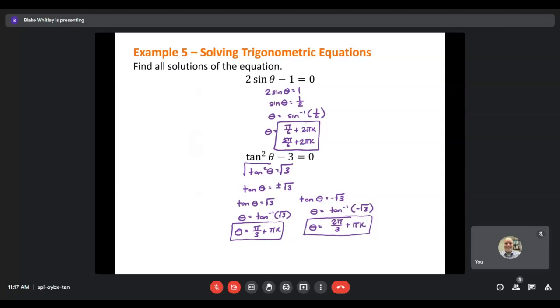And again, if you had chosen to use the angle 5 pi over 3 in the fourth quadrant for that second piece, that's perfectly fine. You just need to make sure you're choosing either the angle from the second or the fourth quadrant, since we want a negative square root of 3 there.